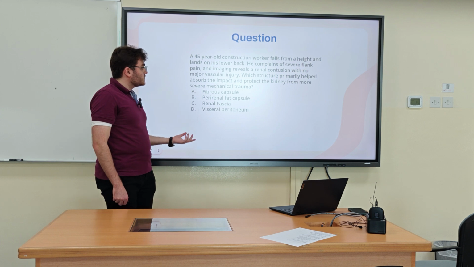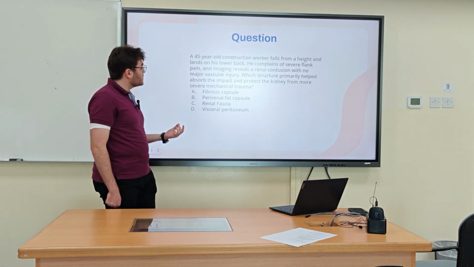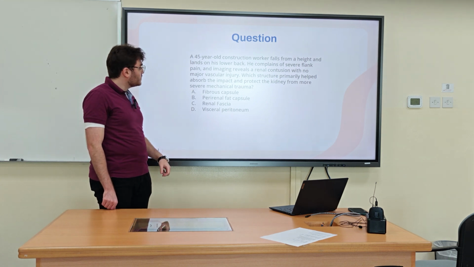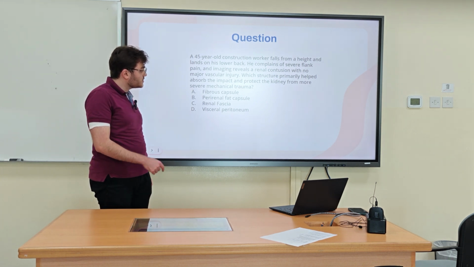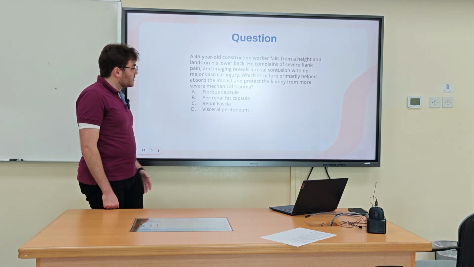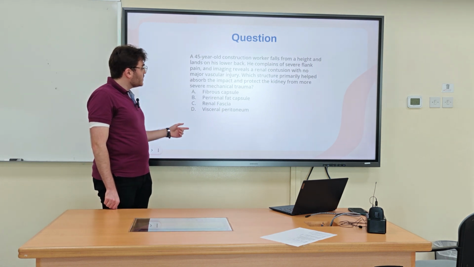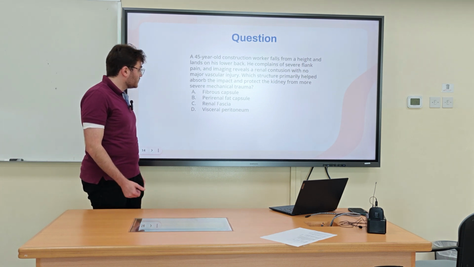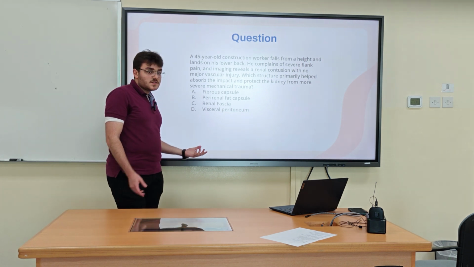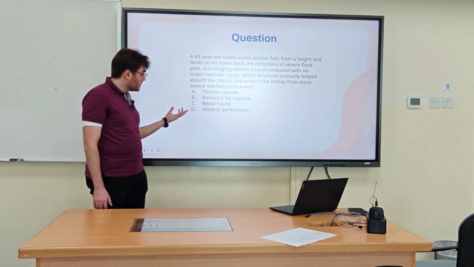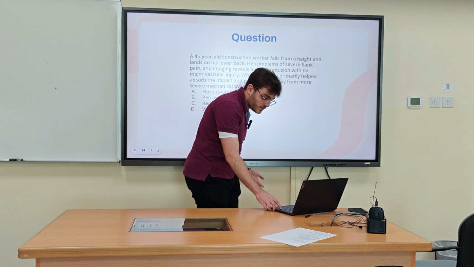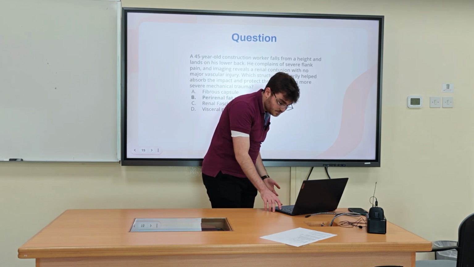A 45-year-old construction worker falls from a height and lands on his lower back. He complains of severe flank pain, and imaging reveals a renal contusion with no major vascular injury. What structure primarily helped absorb the impact and protected the kidney from the severe mechanical trauma? In this case, as we discussed earlier, it would be the perirenal fat capsule, because adipocytes help with absorption of the shock.